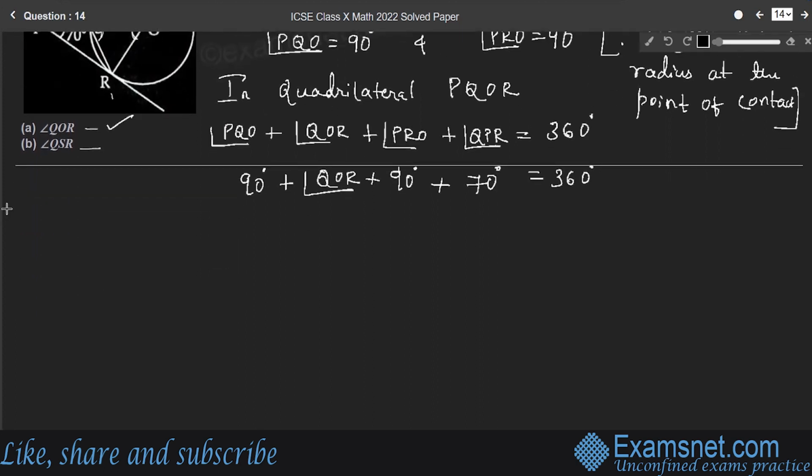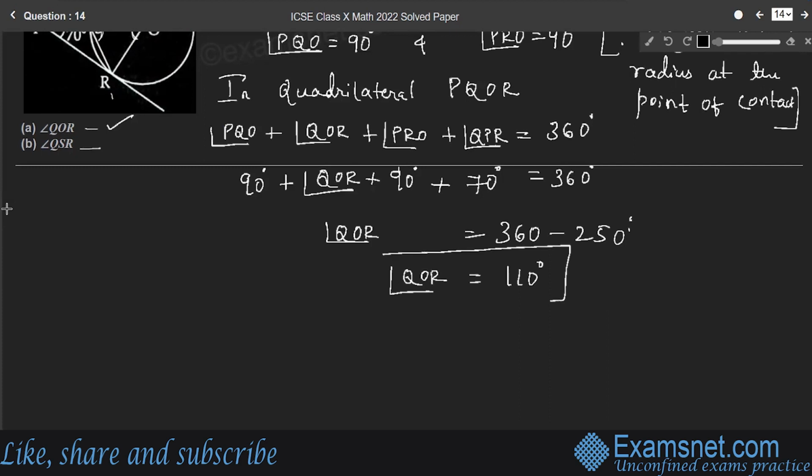So 90 plus 90 is 180 degrees, plus 70 is 250 degrees. So angle QOR is equal to 360 minus 250 degrees, which is 110 degrees. So angle QOR is 110 degrees, right? Now come to part B.